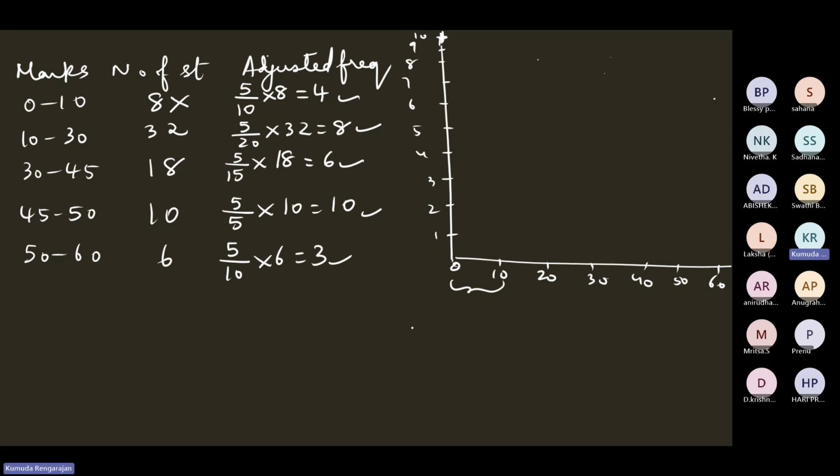So 0 to 10, the height is 4. This is 0 to 10 and the height is 4. Then 10 to 30, the height is 8. All this will not come. Take only the adjusted frequency as the height. 10 to 30, okay, the height is 8. So height 8, here it is.